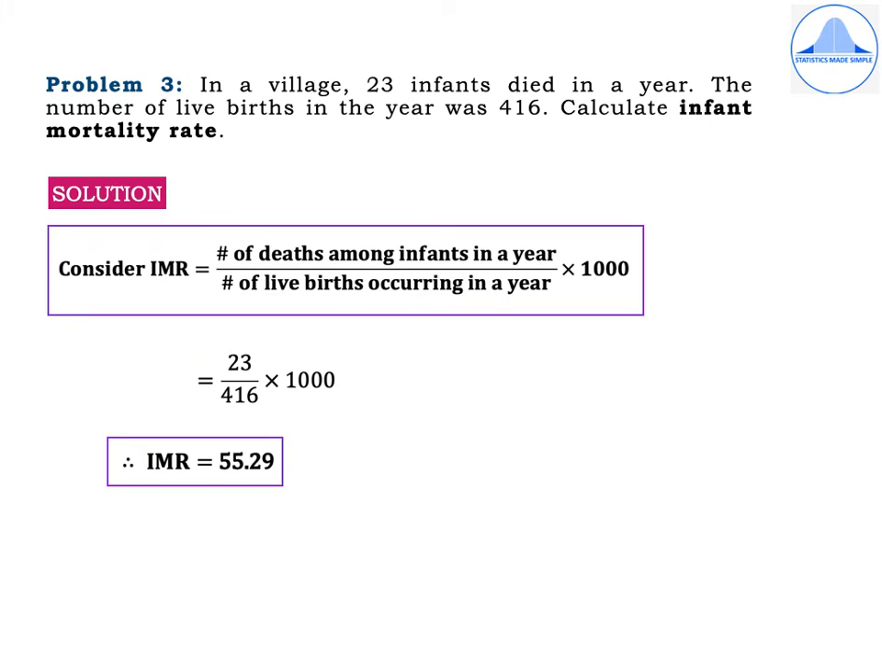Problem 3. In a village, 23 infants died in a year. The number of live births in the year was 416. Calculate infant mortality rate. Solution. Write the formula. Consider IMR is equal to number of deaths among infants in a year divided by number of live births occurring in a year into 1000, which is equal to 23 divided by 416 into 1000, which gives IMR is equal to 55.29.